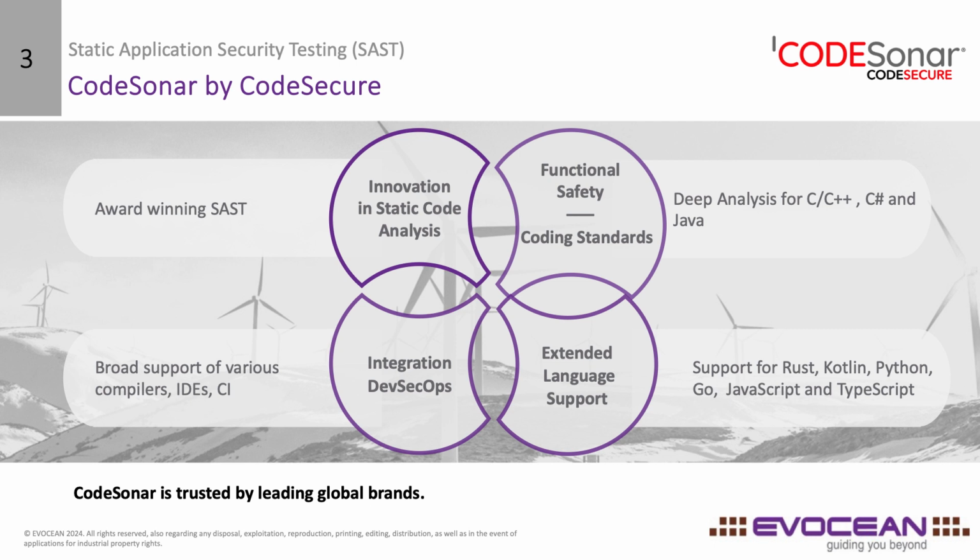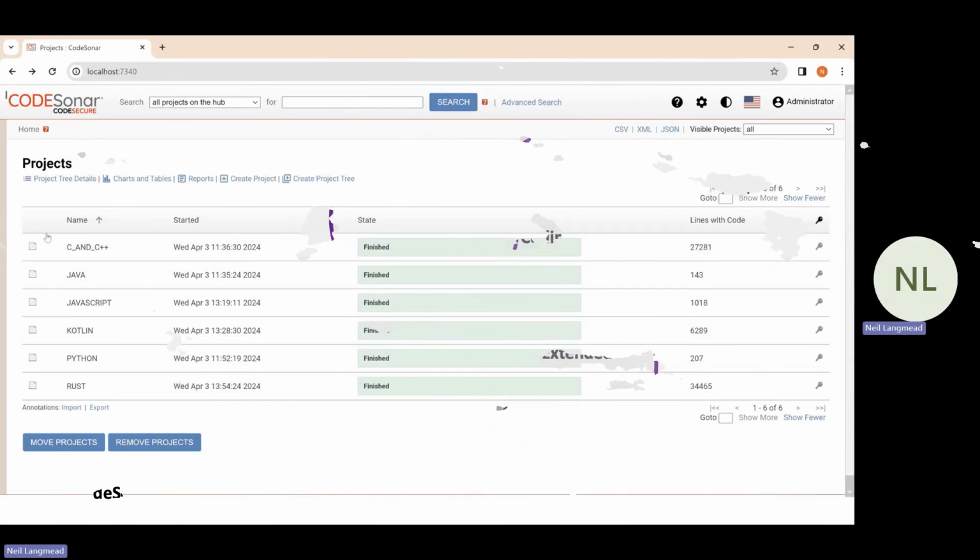CodeSonar by CodeSecure is an award-winning SAST product, with deep analysis for C, C++, C# and Java, helping customers with functional safety and coding standards requirements, and now with recently added extended language support for Rust, Kotlin, Go, Python, JavaScript and TypeScript, supporting a broad range of compilers, IDEs and continuous integration setups.